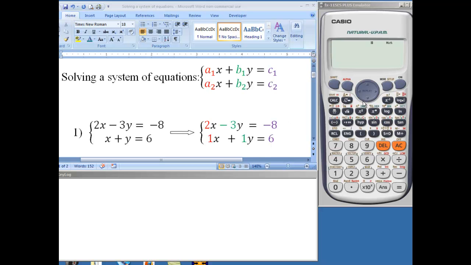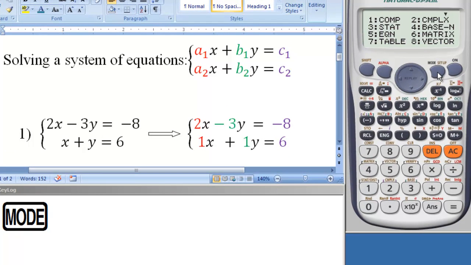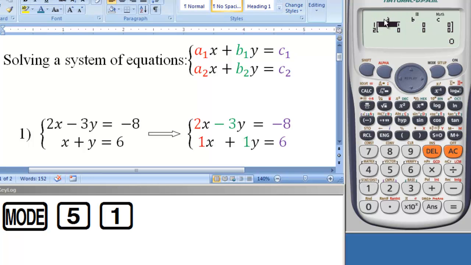Okay, so let's hit mode and then select 5, and then we're going to pick option 1 because the equation looks like ax plus by equals c. We now have a matrix that appears, and we're going to enter in our ABCs, and we have them identified over here. A is the number in front of x, B is the number in front of y, and C is our constant term.